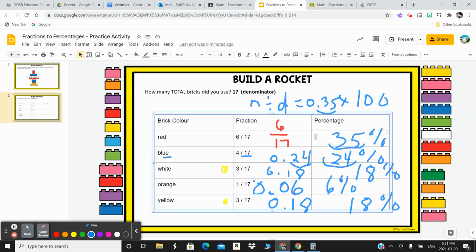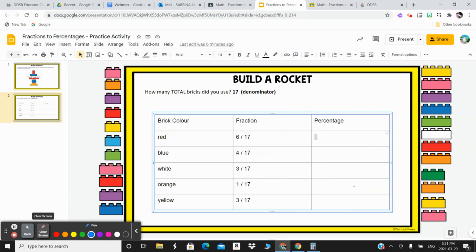Now you're not going to be drawing on yours. You can draw on yours, it's a little bit harder. If it was me, I would type it. So this was 35%. We have 24%, 18%, 6%, and this one was 18%, making it some nice friendly numbers for us to read instead of decimal numbers. So that's what you're doing on this assignment.